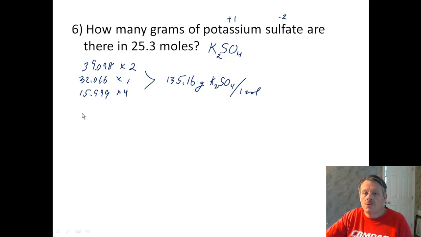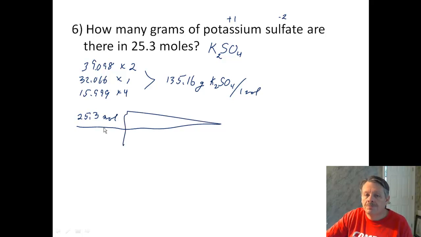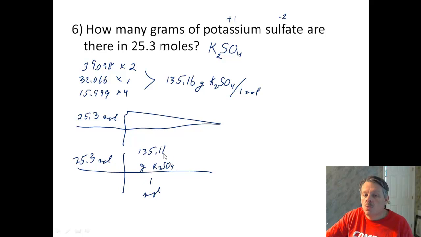Right, so now I can go and do my math, because I'm given 25.3 moles. Gee, that's a lot. 25.3 moles, and I'm going from moles to grams of K2SO4, and 1 mole is 135.16 grams, so I multiply those together, and I get 3,420 grams of K2SO4.